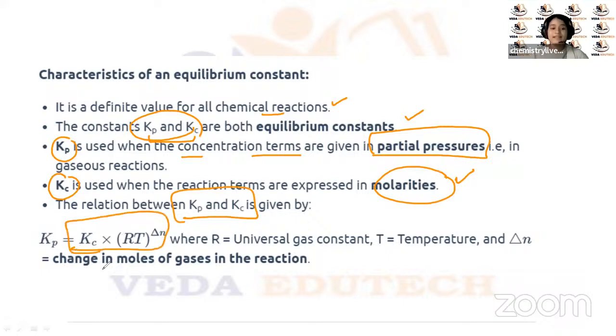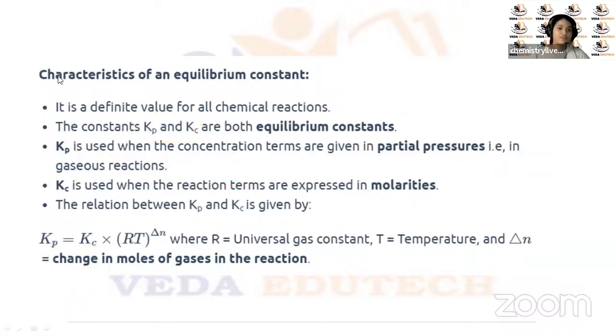Okay. And this delta N is a change in moles of gases, not the entire number of moles. If you take the entire number of moles, you are going to get a different answer. So if we are talking about delta N here, delta N is a change in the number of moles of gases in the reaction. Okay. Let us move on to the next question, children.